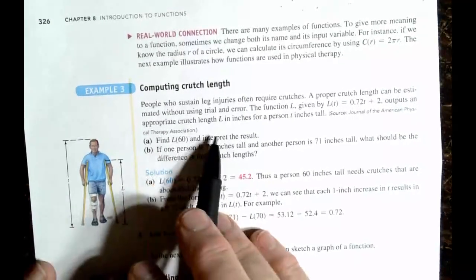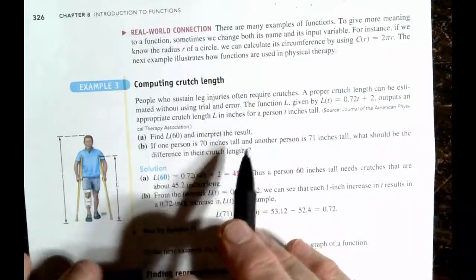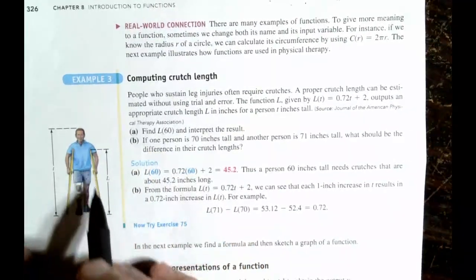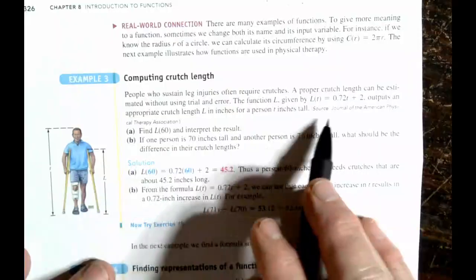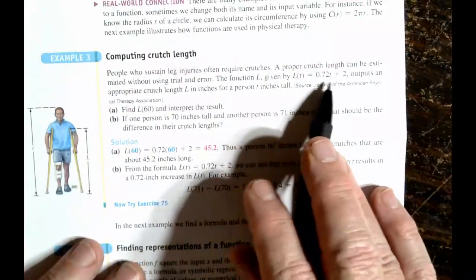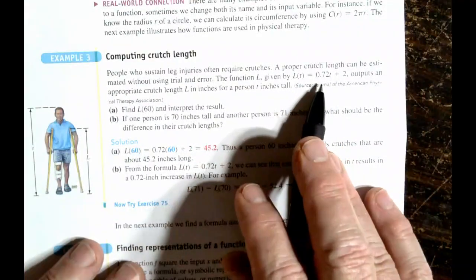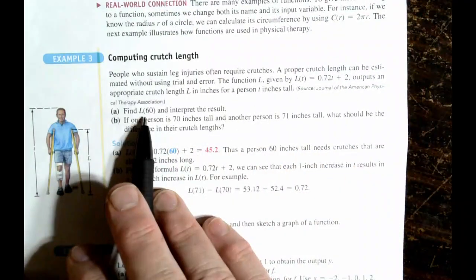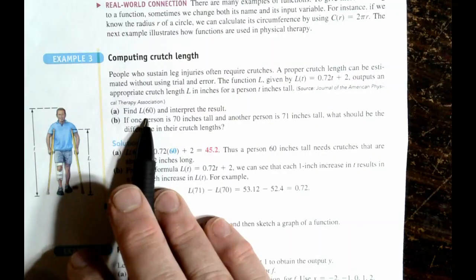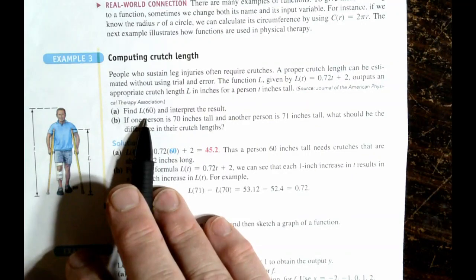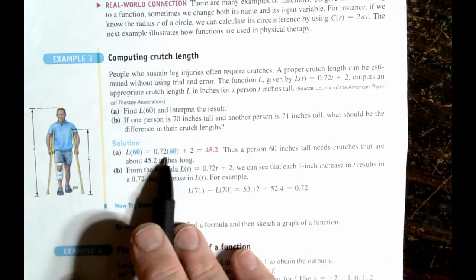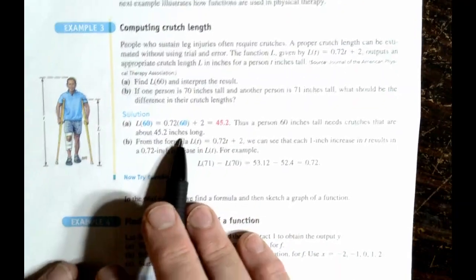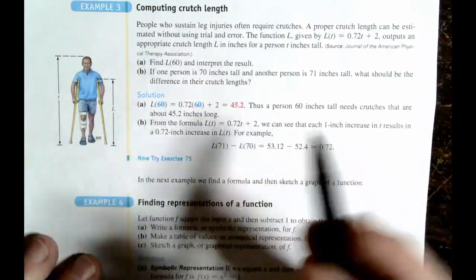So somebody has crutches, and one thing you can do to get a very quick estimation of the proper adjustment for the crutches based on your height is use this formula of 0.72t plus 2. L of t equals 0.72t plus 2, where t is your height in inches. So someone is 60 inches tall, that's 5 feet tall. Okay? So you plug in 60 in there, and so you say 0.72 times 60 plus 2, and you get 45.2. So adjust your crutches to 45.2 inches.